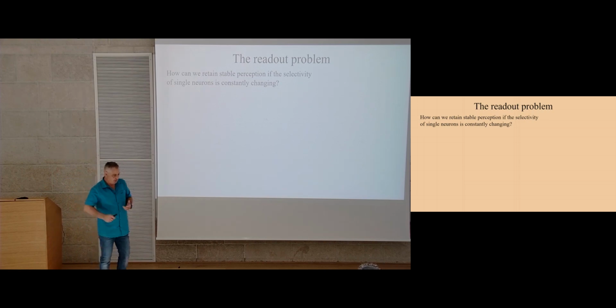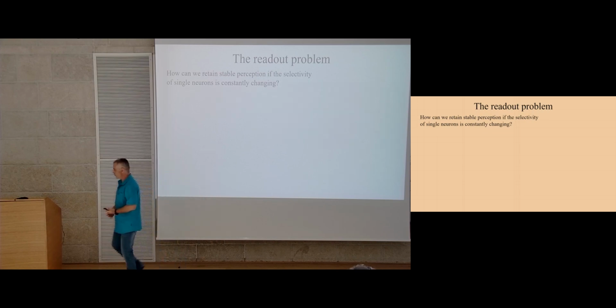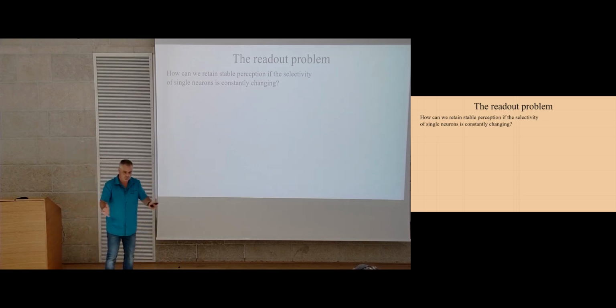What bothers me in my brief presentation is how can we maintain a stable representation of the world if the identity of different neurons is constantly changing, the preferred phases are changing? How can we have a stable representation of the preferred phase? And we can actually quantify the representation. You can quantify how accurately a mouse can locate the azimuth of the whisker.